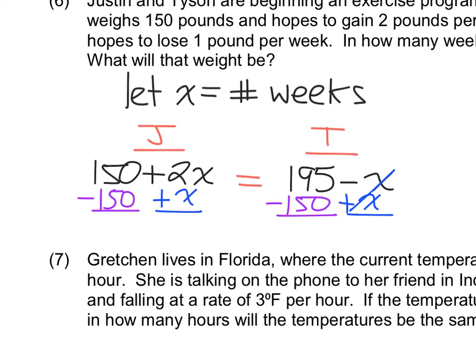All right, so gone. We have 3x equals 45. What do we do now? Divide by 3 on both sides, and you get x equals 15. So 15 weeks.